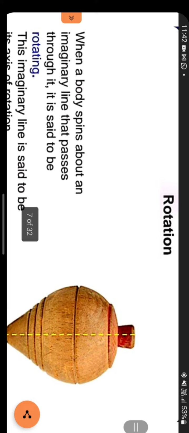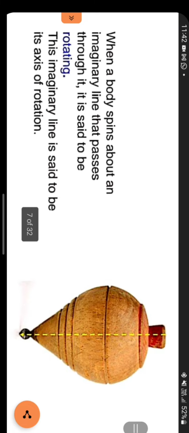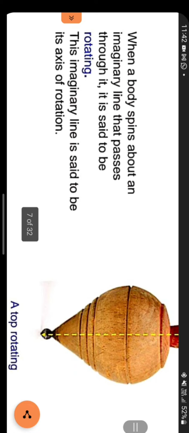A very good example of rotation is a toy, a lattu-like structure that we can play with. This is known as a spinning toy. When a body spins, meaning it is rotating about an imaginary line that passes through it, it is said to be rotating. This imaginary line is said to be the axis of rotation.